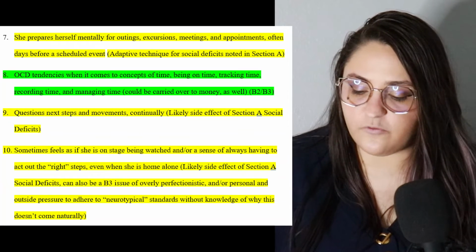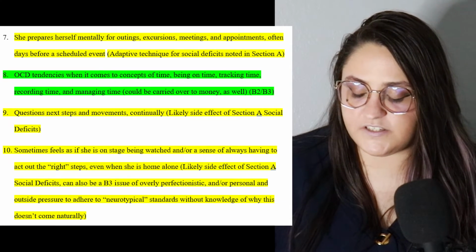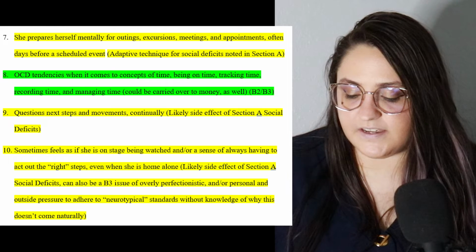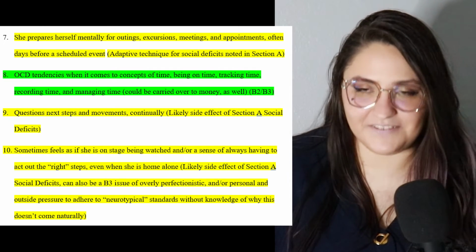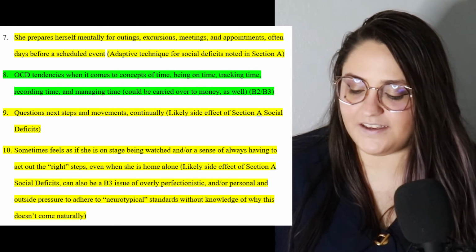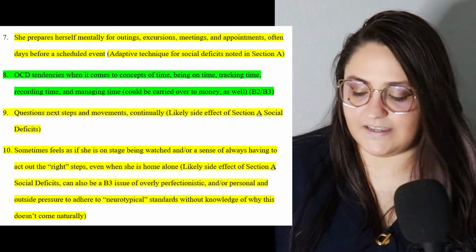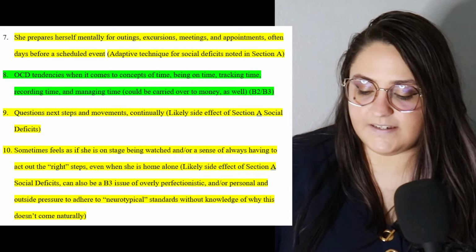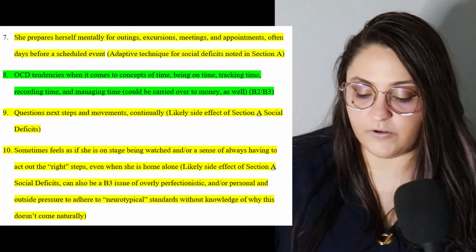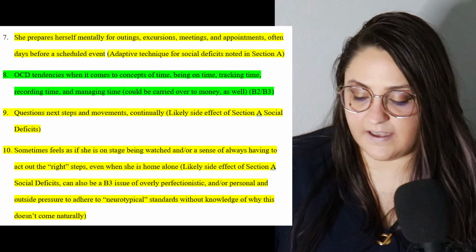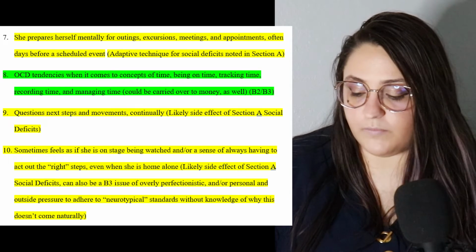She prepares herself mentally for outings, excursions, meetings, and appointments, often days before a scheduled event. Put this one as yellow because I feel it is an adaptive technique for the social deficits in Section A. OCD tendencies when it comes to concepts of time, being on time, tracking time, recording time, and managing time. Could be carried over to money as well.